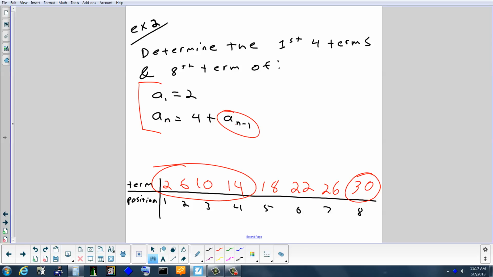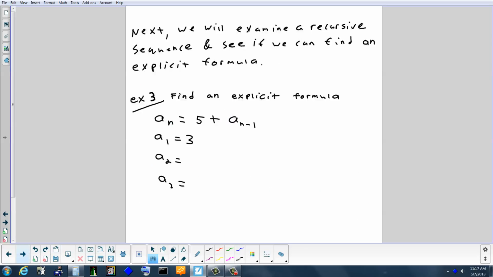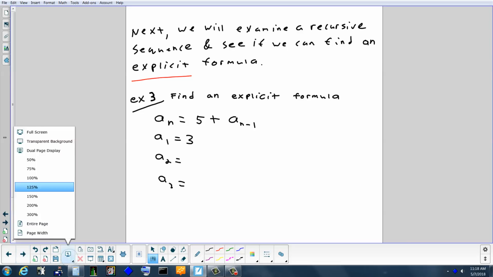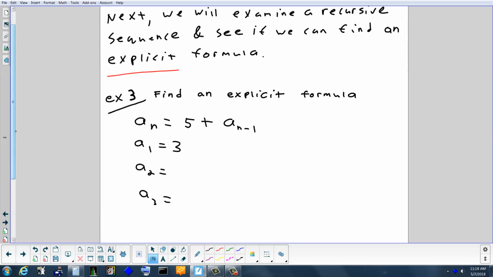All right. So now they're giving us a recursive sequence, and we're going to see if we can convert it to an explicit formula. To do that, first thing you want to do is use what they gave you and write out the first 4 or 5 terms so you can look for a pattern. So what I'll do is I'll write out the first 3. Let's even go one more. First 4 terms.